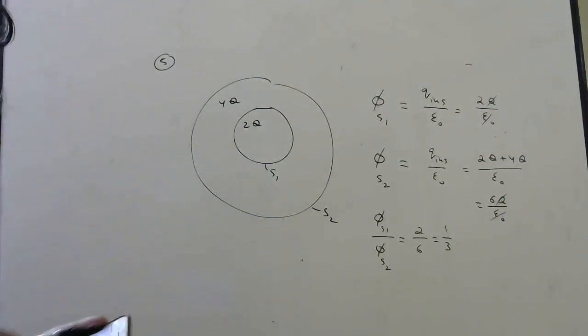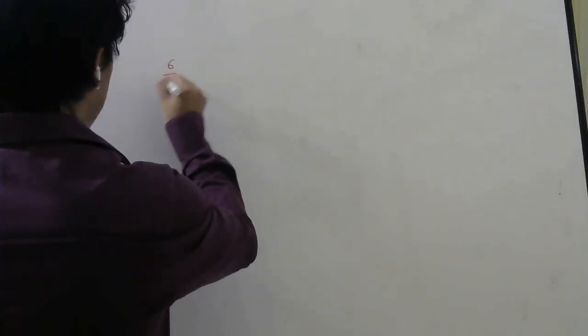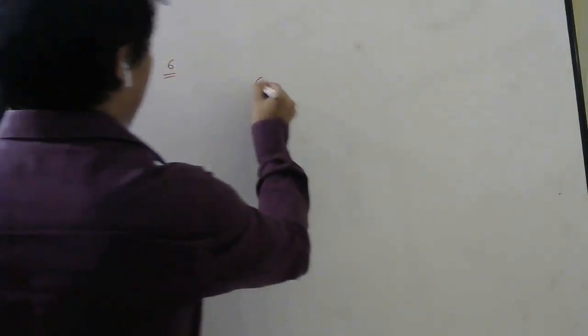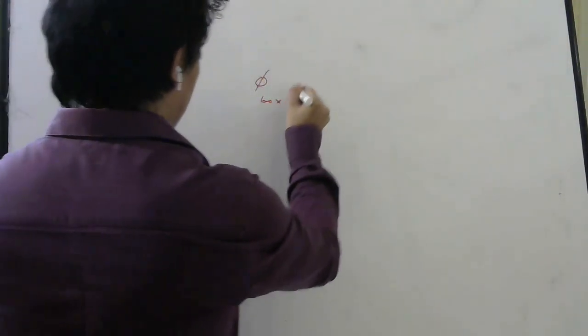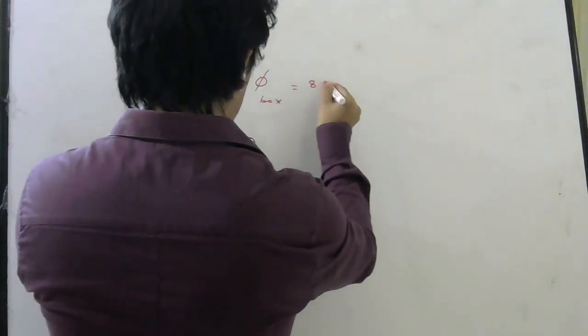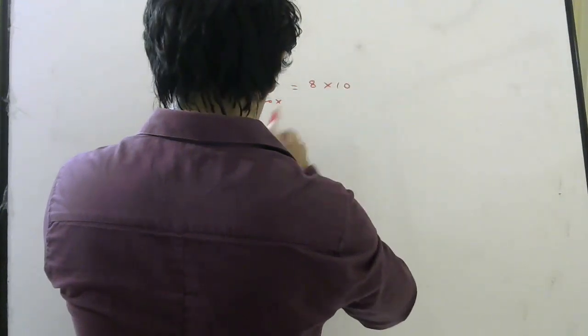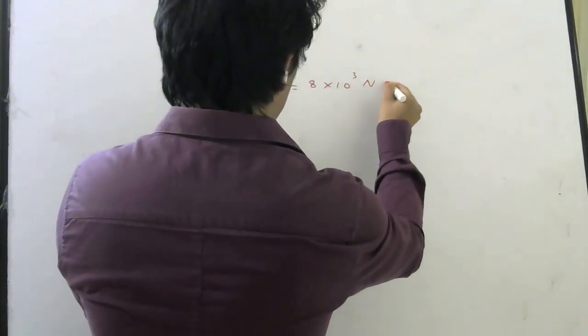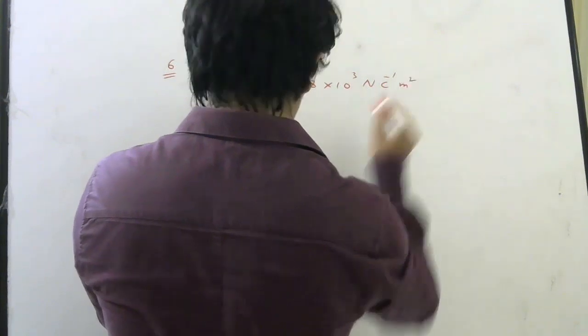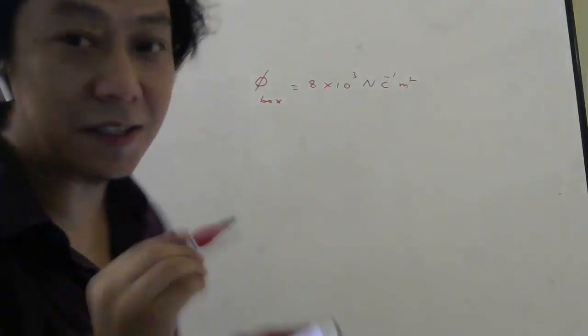Let's see the next question. So let us now see question number 6. Careful measurement of electric field at the surface of a black box indicates that the outward flux through the surface of the box is given to be 8 into 10 to the power 3 Newton per Coulomb meter square. What is the net charge inside the box?